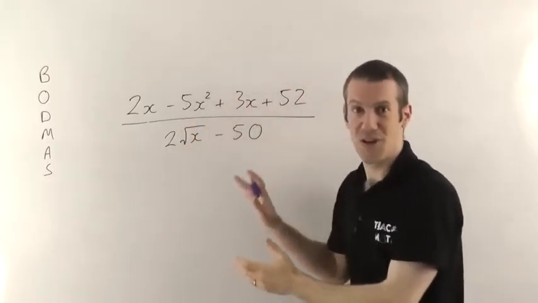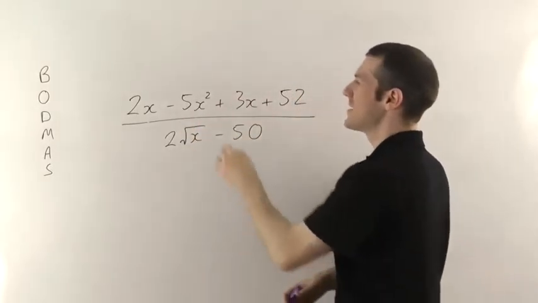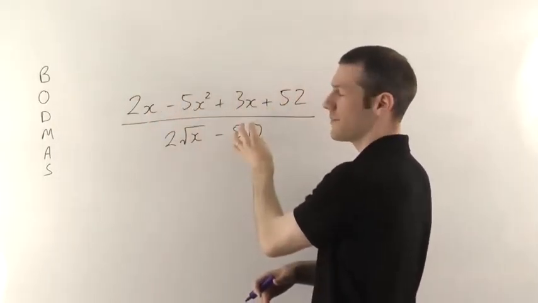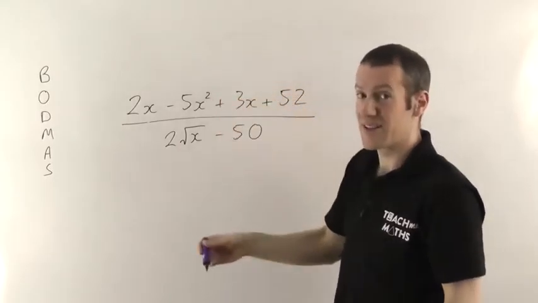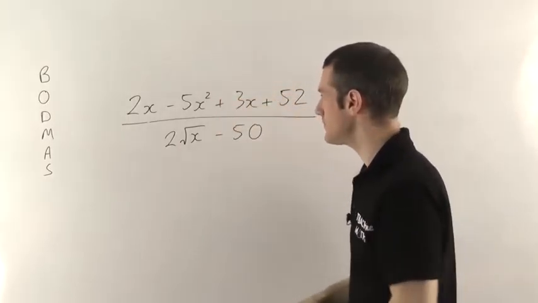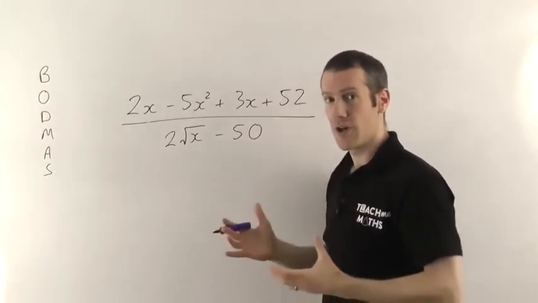Don't worry about what you do with this or how you work it out. It doesn't really matter. The important point I want you to realize here is that each of these things are terms, and they're separated by plus and minus signs, if you like, the adding and subtracting. So if things are multiplied together, then that's one term.